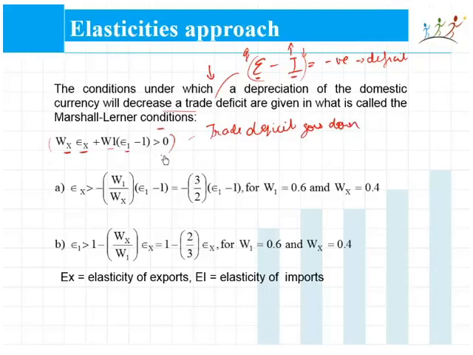Whereas if this is less than 0, then the trade deficit will go up. Ex is the elasticity of exports, that is the percentage change in the amount of exports for a 1% depreciation of the currency. And similarly, EI is the elasticity of imports, that is the percentage change in the amount of imports for a 1% change in the currency.